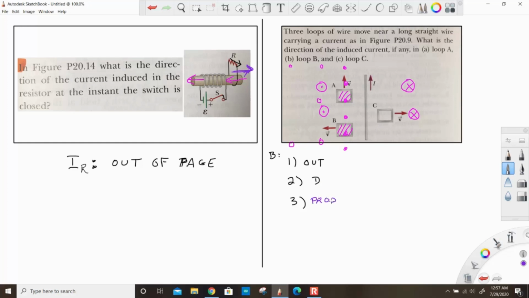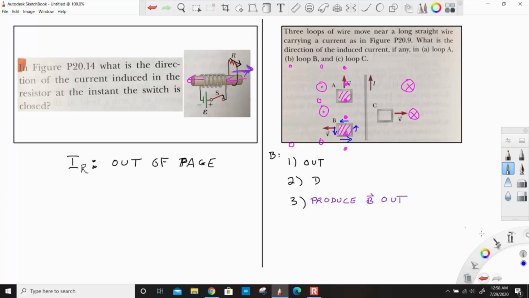So that is going to be then your response. Produce a response field out. Okay, and now all you have to do is figure out what direction of current will accomplish that. In order to produce a field out of the page, you will need to move current in this direction.